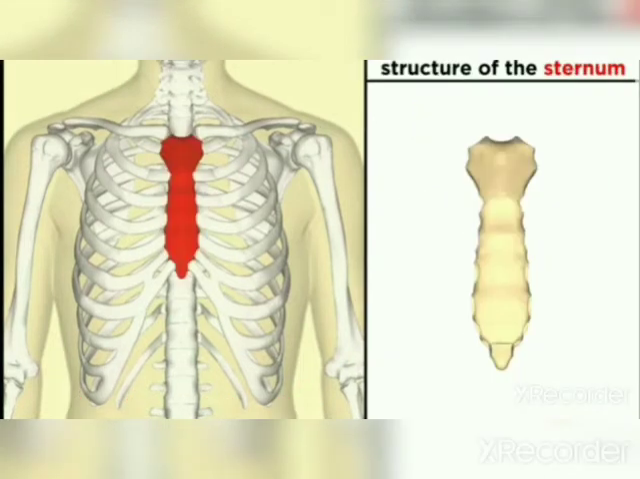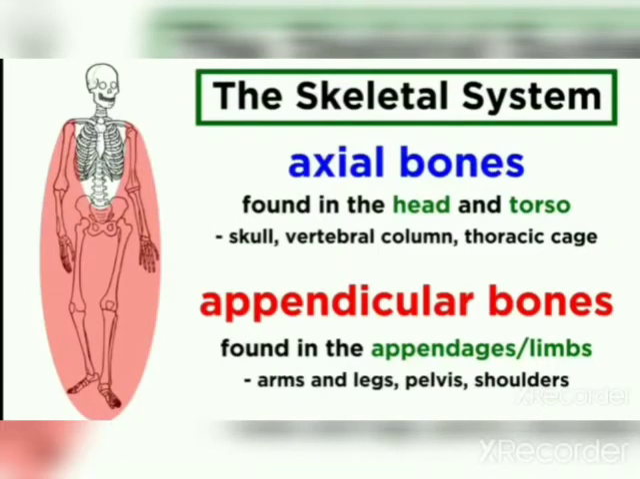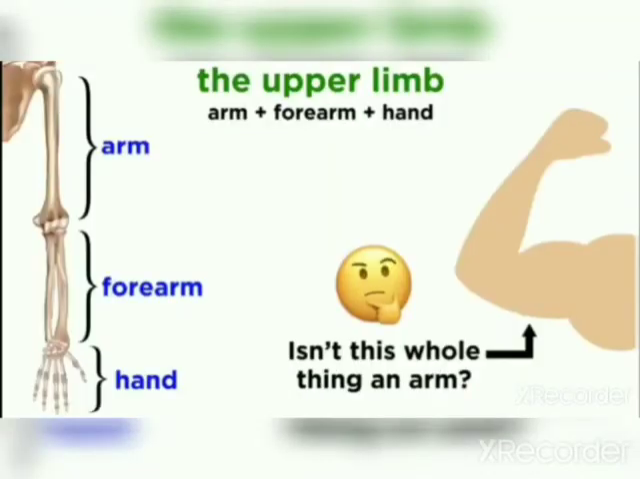So this is the position and structure of the sternum. The reddish part seen between the ribs is called the sternum, which looks like a tie, and all the ribs are attached to this sternum. Now after completing the axial bones, let's talk about the appendicular bones. First of all we will talk about the upper limb. The upper limb is made up of arm, forearm and hand. As shown in the diagram, the upper bone is called the arm, the middle bone is called the forearm and the lower part is called the hand.